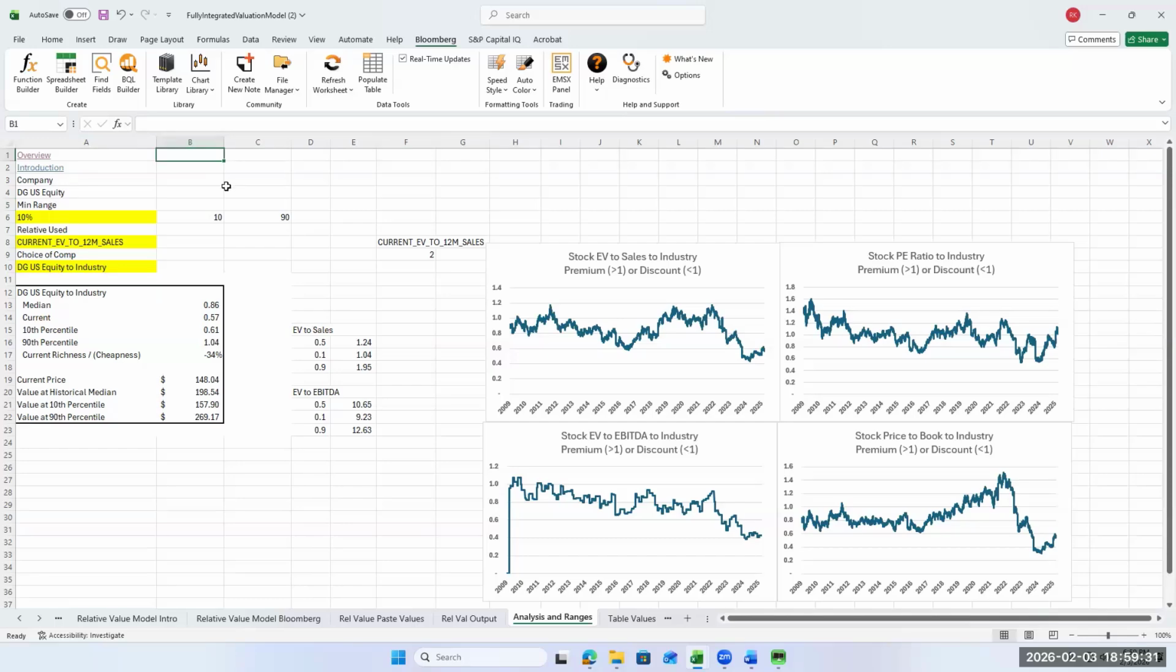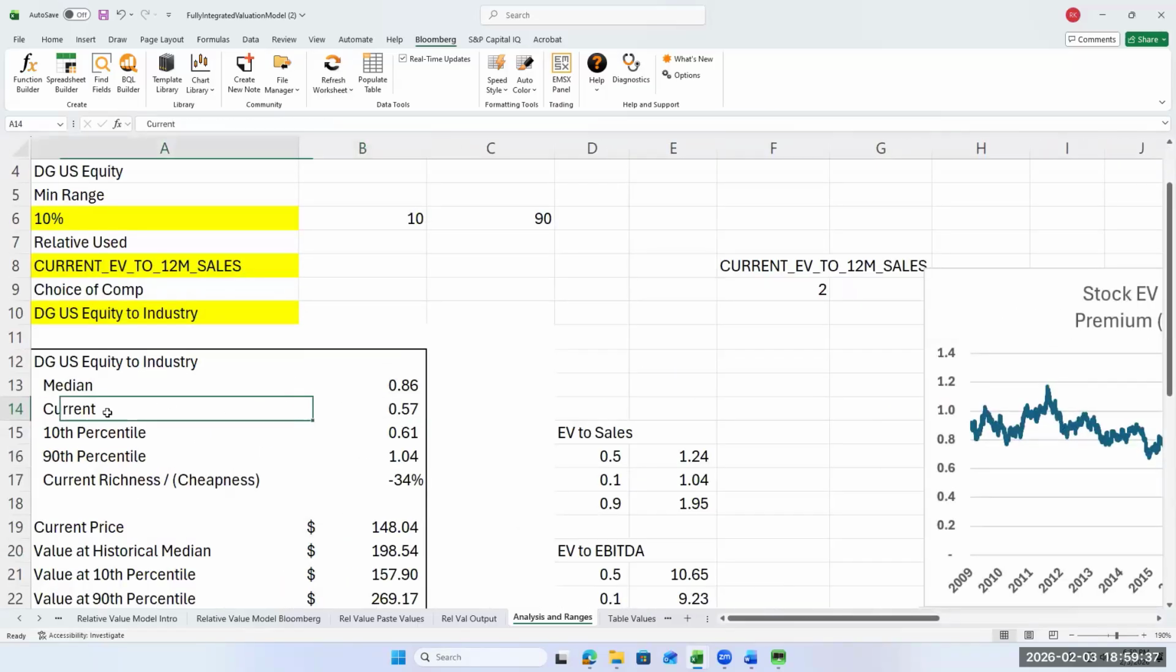That's a question a lot of people have is, okay, they're trading 43% cheap to their industry right now. Historically, they've only traded 14% cheap. So this stock is really, really cheap to their industry. The cheapest they've been 10% of the time is 61% cheap. So they're actually in the bottom 10% of cheapness. So they're still pretty cheap. I'm not seeing a strong argument for selling this stock.